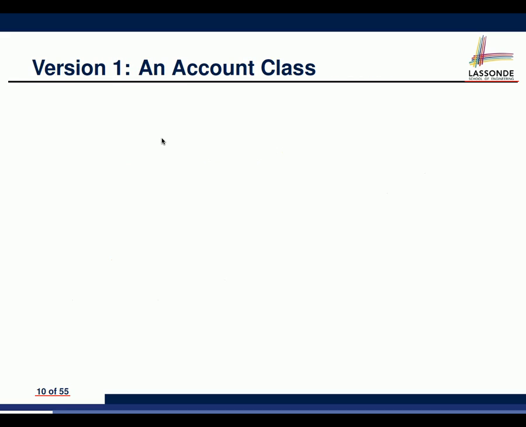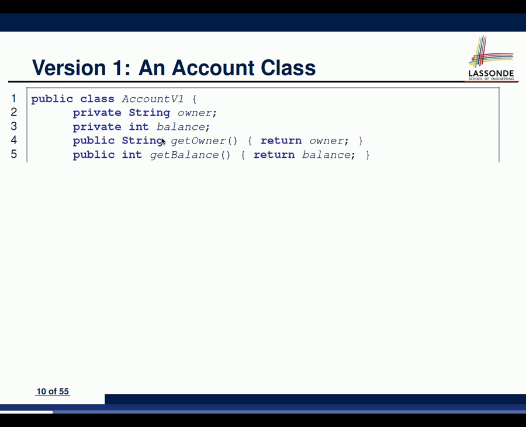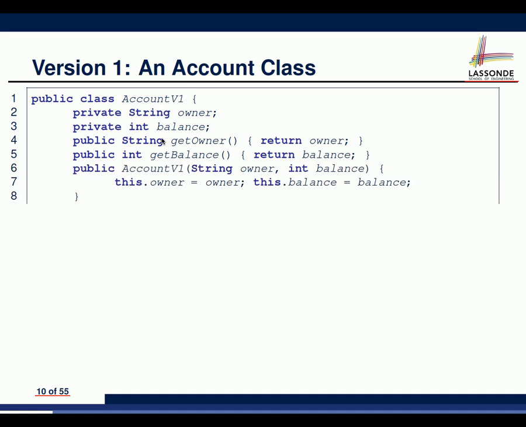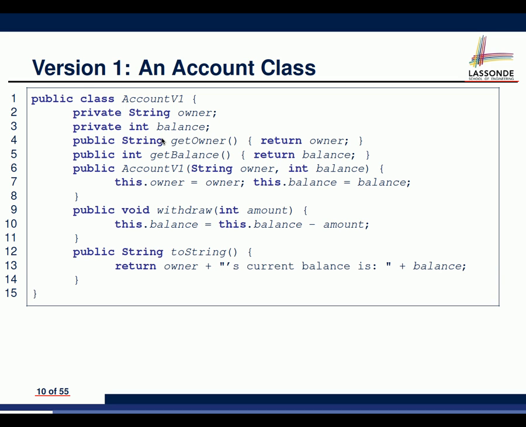So now, version number 1. I'll show you very quickly. It will be very conceivable from how you understand Java. We got Account version 1. We got 2 attributes, owner and balance. And then we got getOwner, getBalance. We also got a constructor, which will take the owner, take the balance, and initialize them. We have withdraw, which will try to withdraw the amount and decrement the balance. Straightforward. And then we got toString, just for debugging purposes. That's about it. Version number 1.